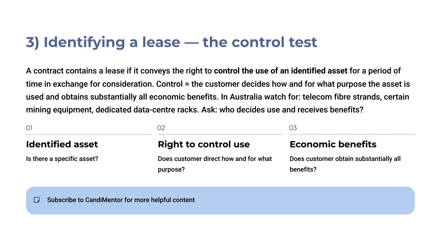Identifying a lease. The control test. A contract contains a lease if it conveys the right to control the use of an identified asset for a period of time in exchange for consideration. Control is when the customer decides how and for what purpose the asset is used and obtains substantially all economic benefits. In Australia, watch for telecom fiber strands, certain mining equipment, dedicated data center racks. Ask: who decides use and receives benefits?